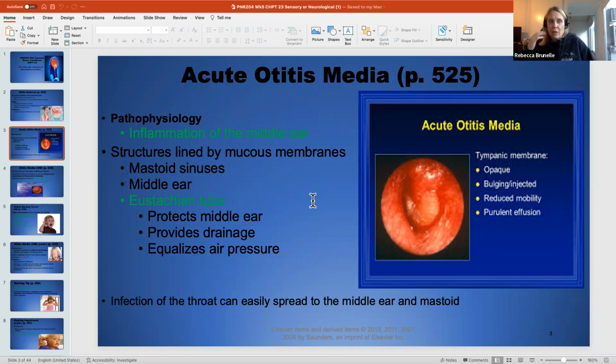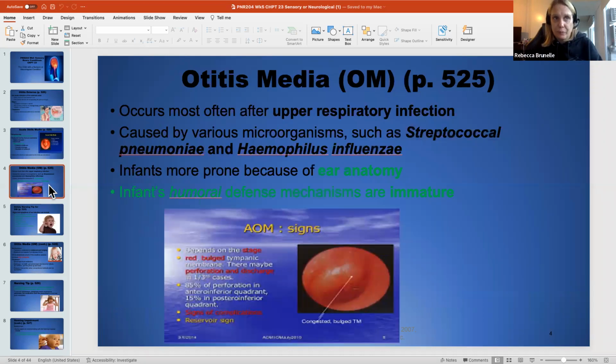And the eustachian tube helps protect the middle ear, and it provides drainage from the middle ear and equalizes air pressure. And differences between the eustachian tube of infants and young children and older children is one of the main reasons that they're a setup, or they're more likely to get an otitis media. So usually what happens is a child or an infant will have an upper respiratory infection or a cold, and then after that gets better, they develop the otitis media.